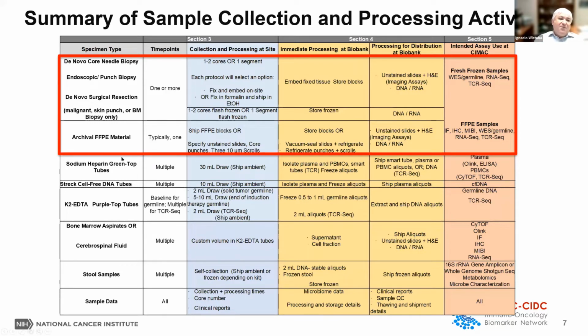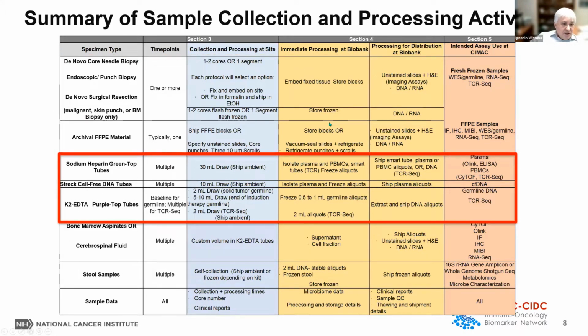You have paraffin block archival material, so you can ship hopefully the block, which is a challenge, but if not, we have the option of unstained slides, core punches, and also scrolls from the block. And the fixed tissue can be sent at room temperature, but the fresh frozen, as you know, has to be sent frozen. Regarding blood, we have different options.